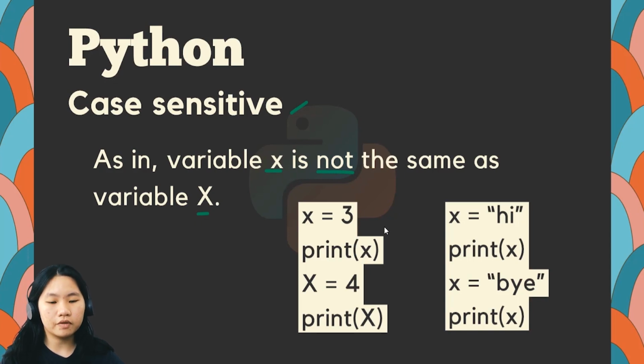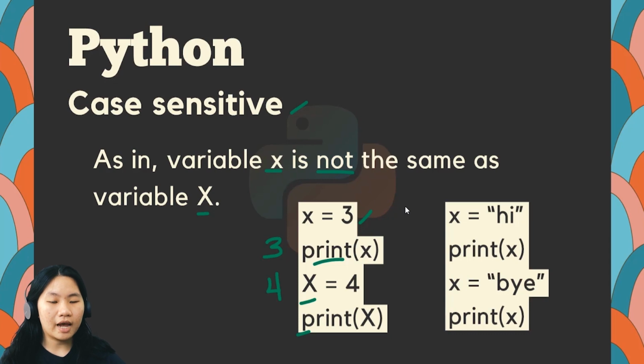Now, I have a little bit of code here. We'll execute this ideally in a bit. Here we have variable x equals 3. If we print x, it will return 3. Now we have a capitalized X here. If we print this one, it will return 4, right? So they're being treated as two different things.